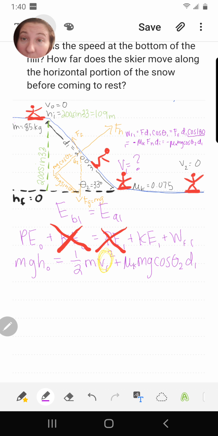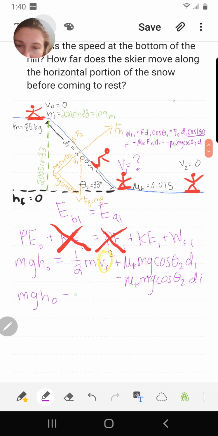So we need to single them out. So let's solve for velocity. We're going to subtract this whole thing right here. Okay, so we've got our potential energy minus our work.